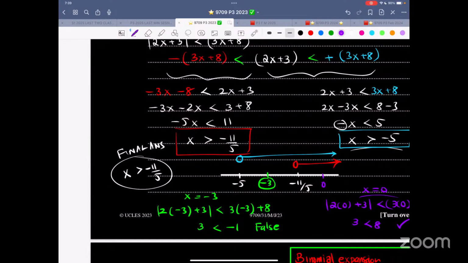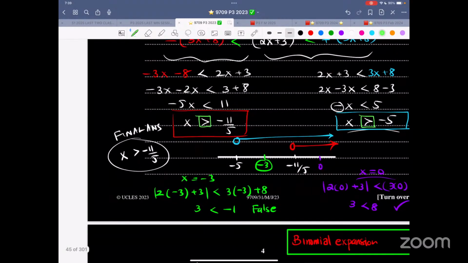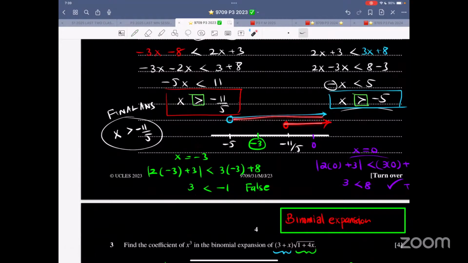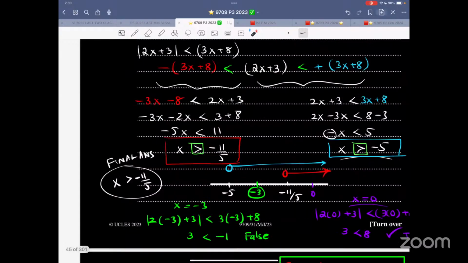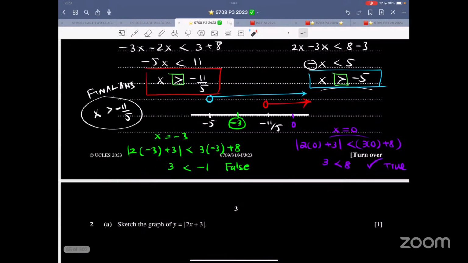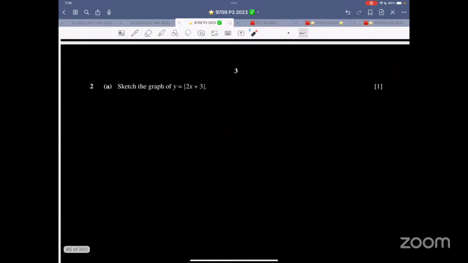So over here, let me focus on this. The inequality flips. Over here, the inequality flips. Now, when 2 inequalities are moving in the same direction, we apply the true and false test. So let me just focus on this thing over here. X is greater than or equal to negative 11 over 5.